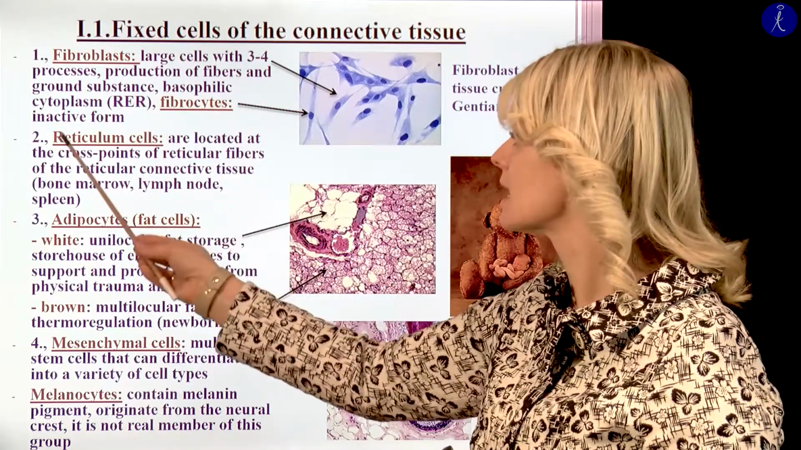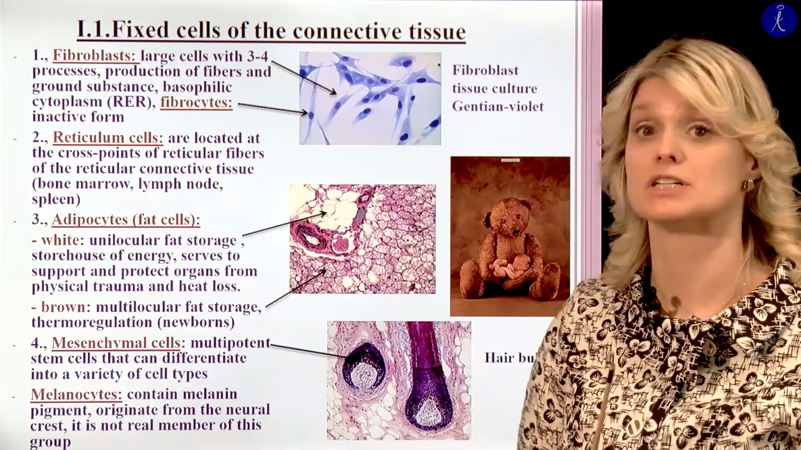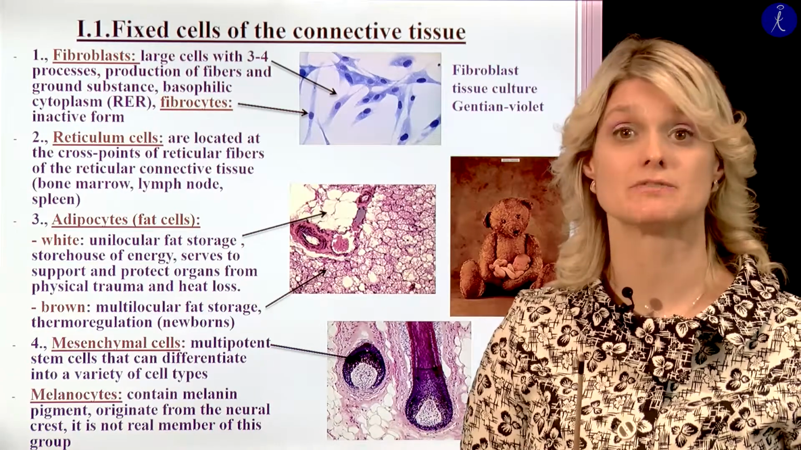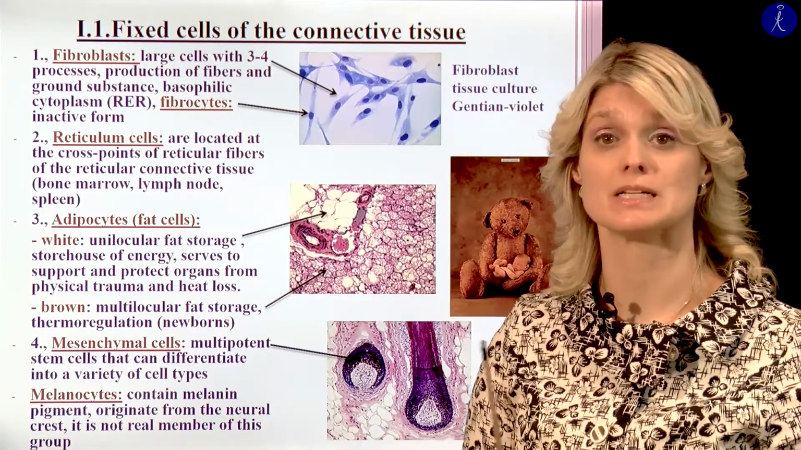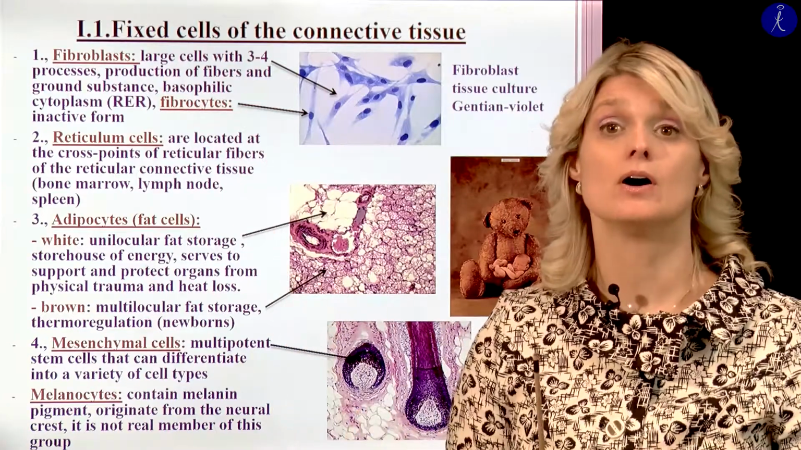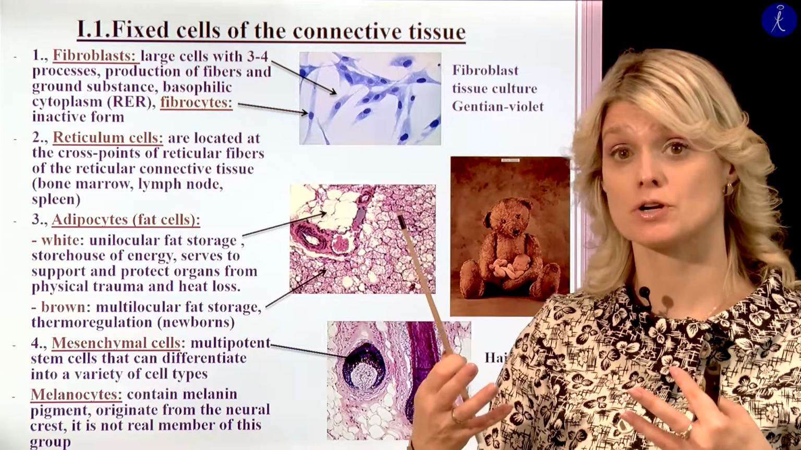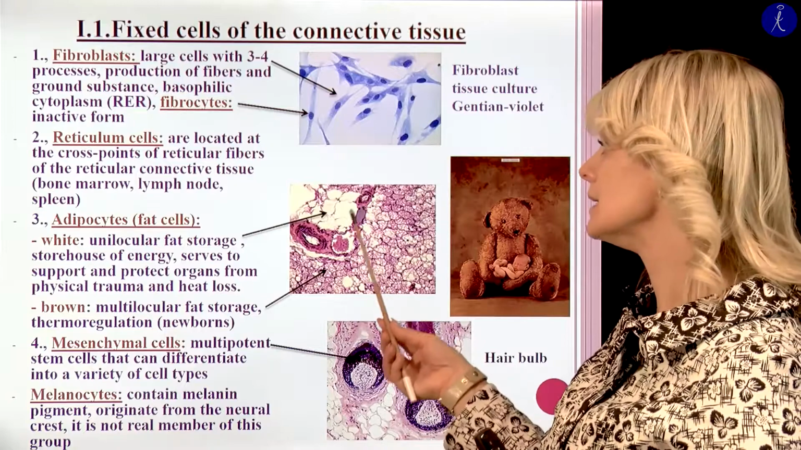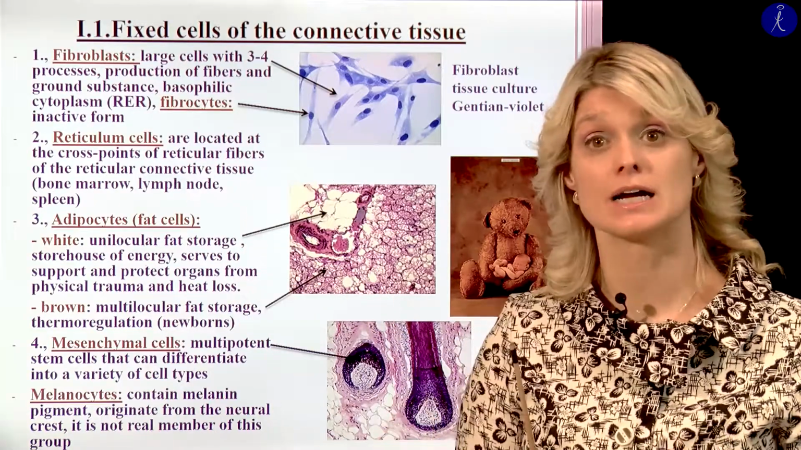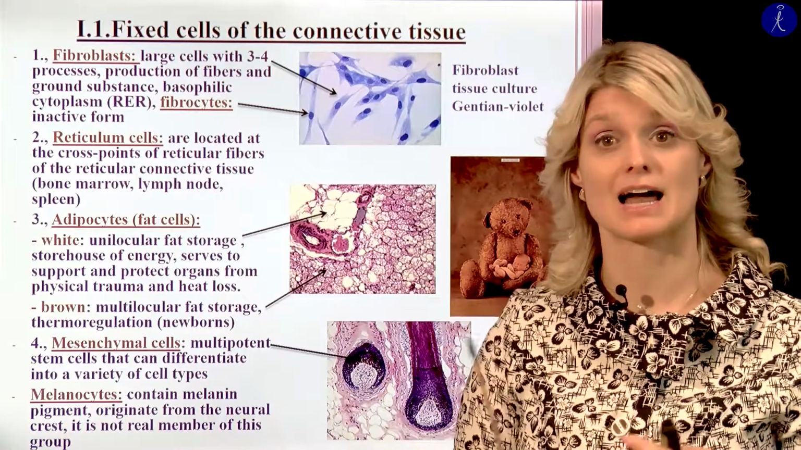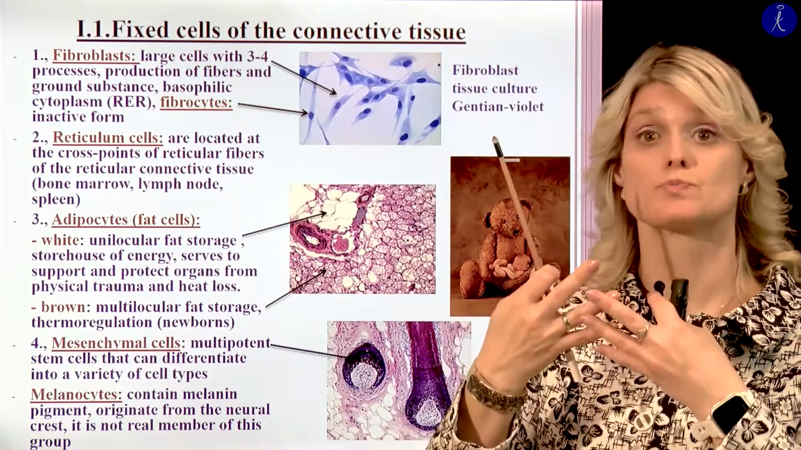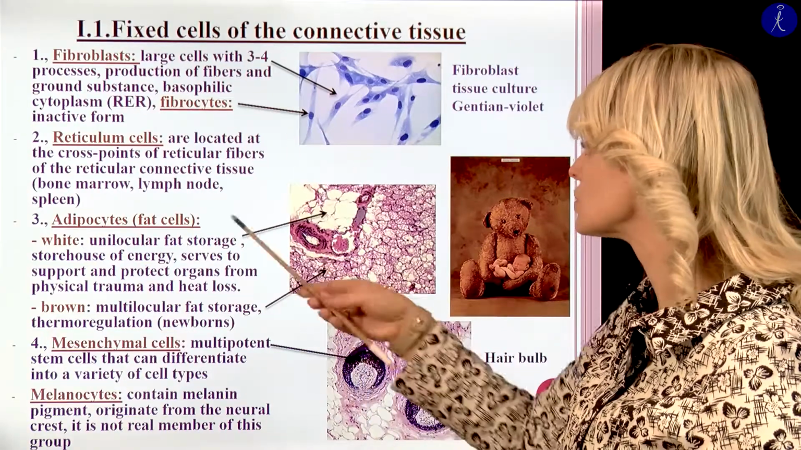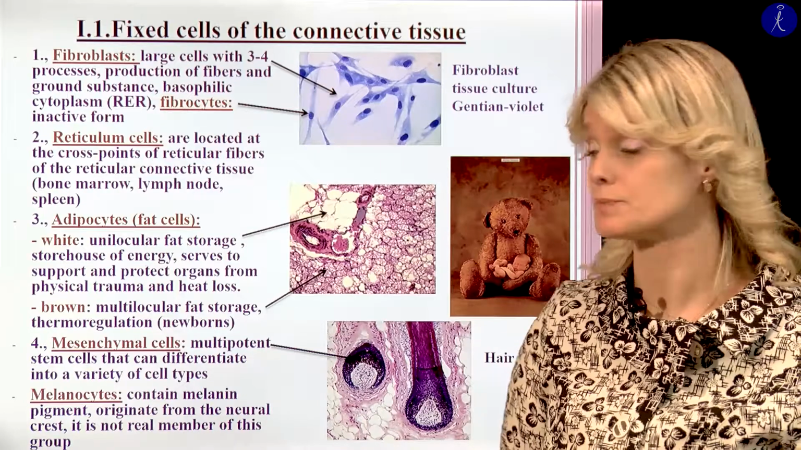The second fixed cell type of the connective tissue is the reticulum cell. I will talk later about the reticular connective tissue. The reticular fibers form a meshwork. They help to keep together the different cell types, for example in the lymphatic organs the lymphocytes, or in the bone marrow the different developing cell types. Between the cross points of these reticular fibers, we can find the reticulum cells, which produce the fibers.